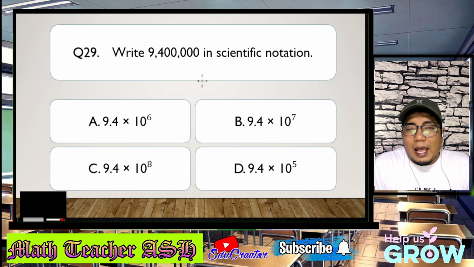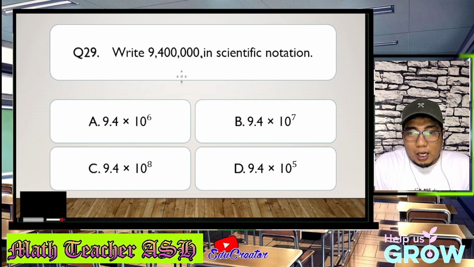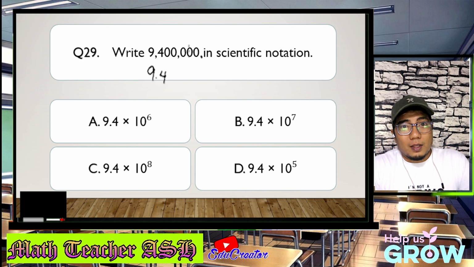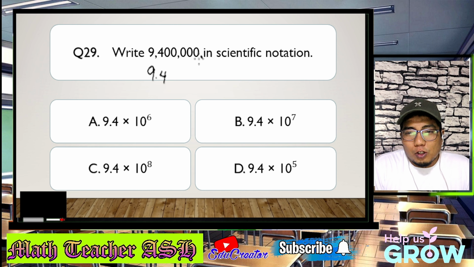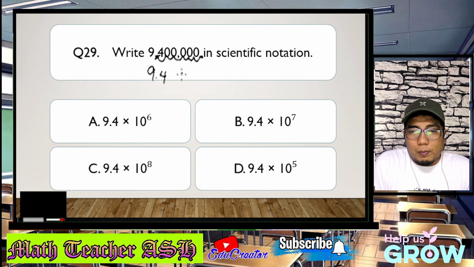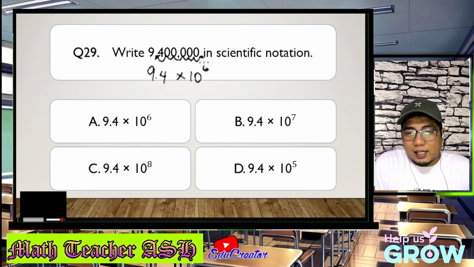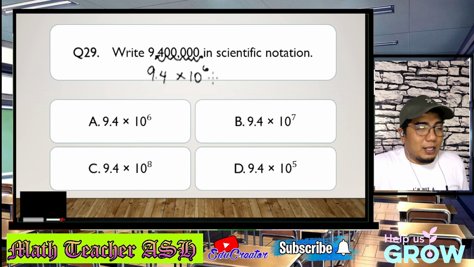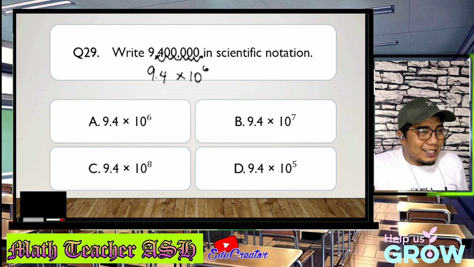Alright, my dear math learners. As you can see in this given, the decimal point is right here. Now, we need to change it into a scientific notation. So that would be 9.4, because we need to be in the range of 1 up to 9. What we need to do is to move our decimal point to the middle of 9 and 4. So 1, 2, 3, 4, 5, 6. That is 6 movements. So that will become times 10 to the power of 6. It should be a positive exponent because we are dealing with big numbers, not decimals. So the correct answer is letter A.